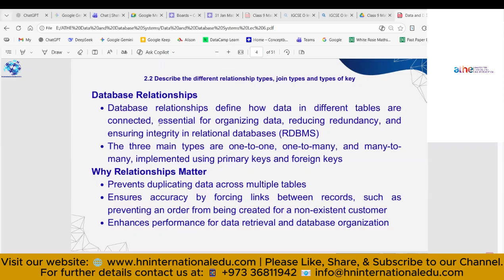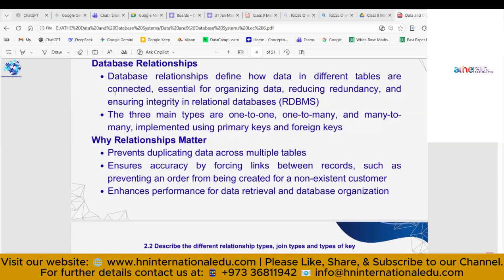And these relationships are essential for organizing data and reducing redundancy. That means that data does not need to be repeated every time. So they reduce redundancy and ensure integrity in RDBMS or relational databases. There are three main types of database relationships, which are one-to-one, one-to-many, and many-to-many. And they're implemented using primary keys and foreign keys.